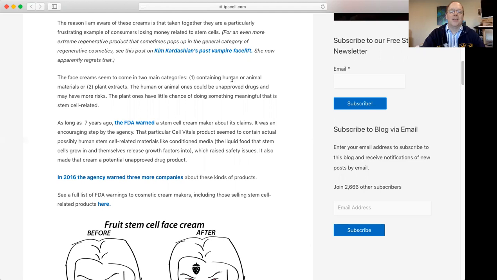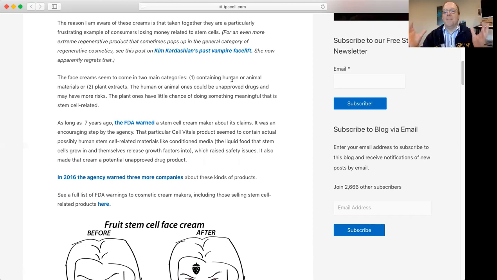So for instance, if I have a vial of stem cell face cream that falls into this first category that has human or animal materials in it, like that sort of used up media from stem cells grown in a lab, there could be stuff in there that is really concerning. I suppose there's perhaps a greater chance that that cream could actually do something because there actually is stuff in there that could influence, say, the cells of the skin, but I think the risks there are much bigger.